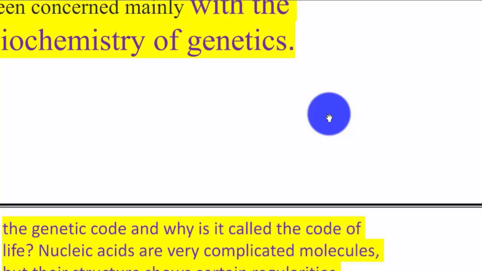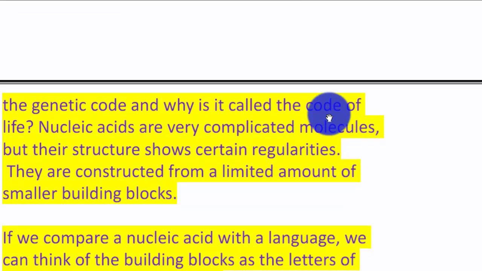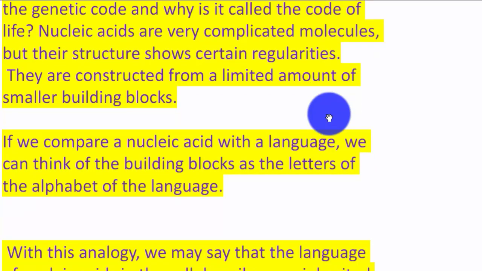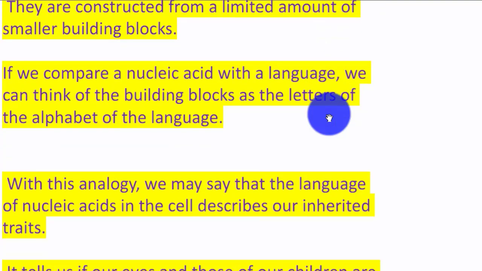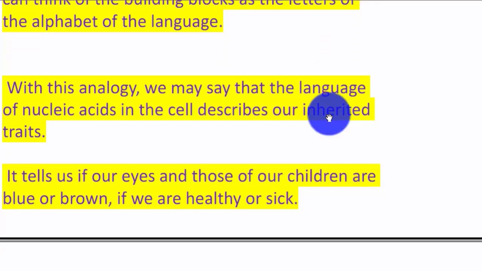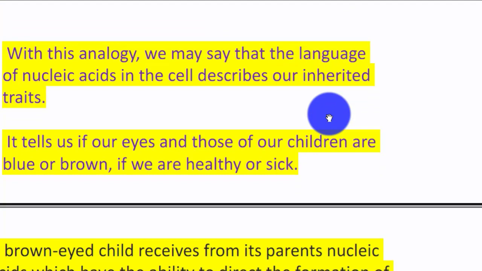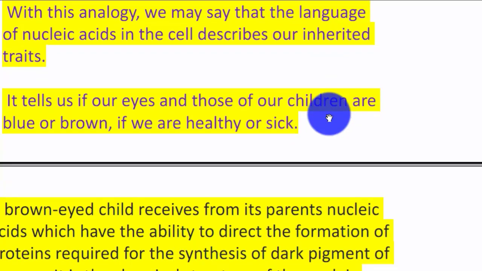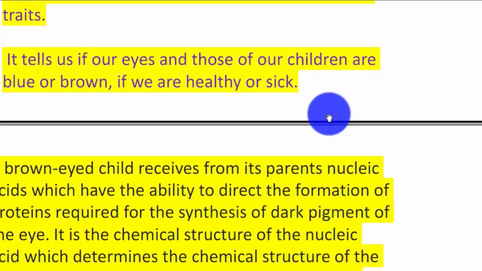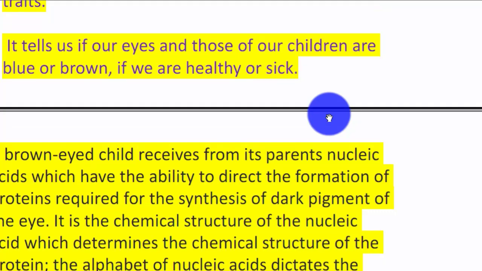The genetic code and why it is called the code of life: nucleic acids are very complicated molecules, but their structure shows certain regularities. They are constructed from a limited number of smaller building blocks. If we compare nucleic acid with a language, we can think of the building blocks as the letters of the alphabet of the language. With this analogy, we may say that the language of nucleic acid in the cell describes our inherited traits. It tells us if our eyes and those of our children are blue or brown, if we are healthy or sick.